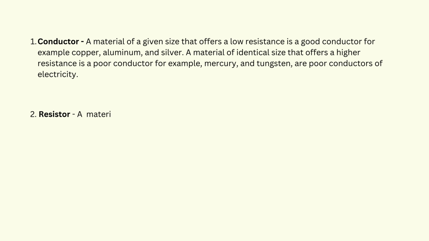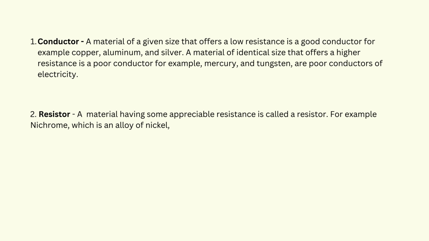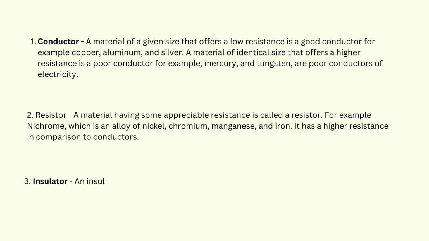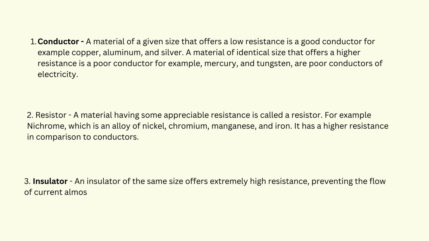A material having appreciable resistance is called a resistor. For example, nichrome, which is an alloy of nickel, chromium, manganese and iron. It has a higher resistance in comparison to conductors. Insulator. An insulator of the same size offers extremely high resistance, preventing the flow of current almost entirely. For example, plastic or rubber.